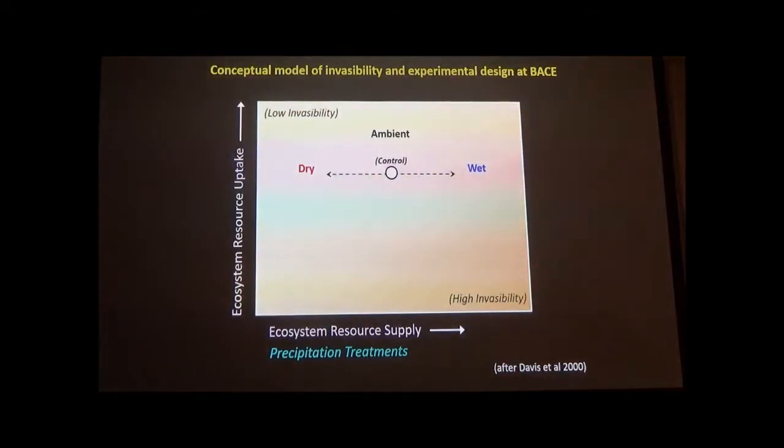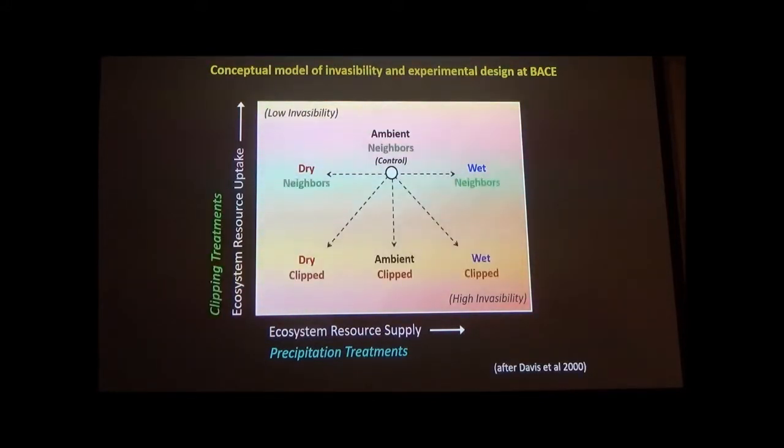I want to map this experimental design onto the theoretical model by Davis. With our three treatments, we have our ambient precipitation, and plots that get 150% and 50%. This is really our ecosystem resource supply axis that we're manipulating. And we're manipulating resource uptake by clipping neighboring, non-target plant vegetation away. So these are the controls where we leave the vegetation intact, or we clip neighboring plant species away. We're trying to fill this space with experimental treatments, and over in this corner, we would expect the plots to be more invasible.